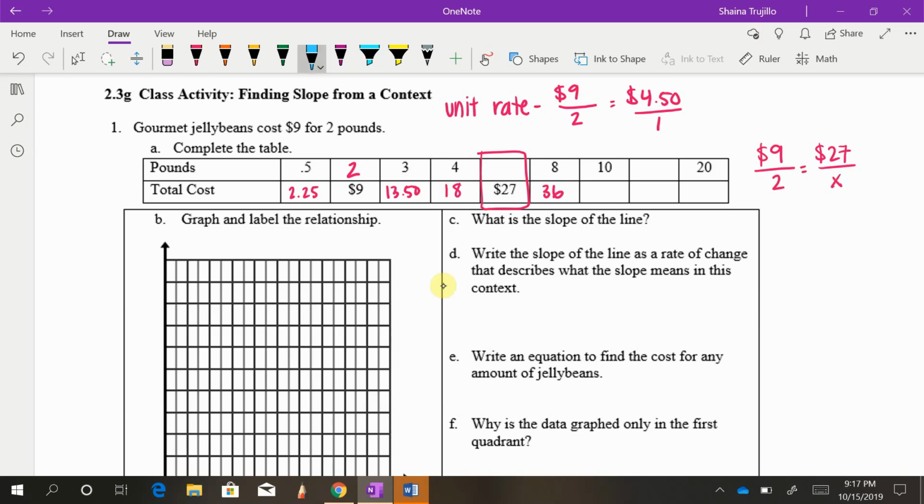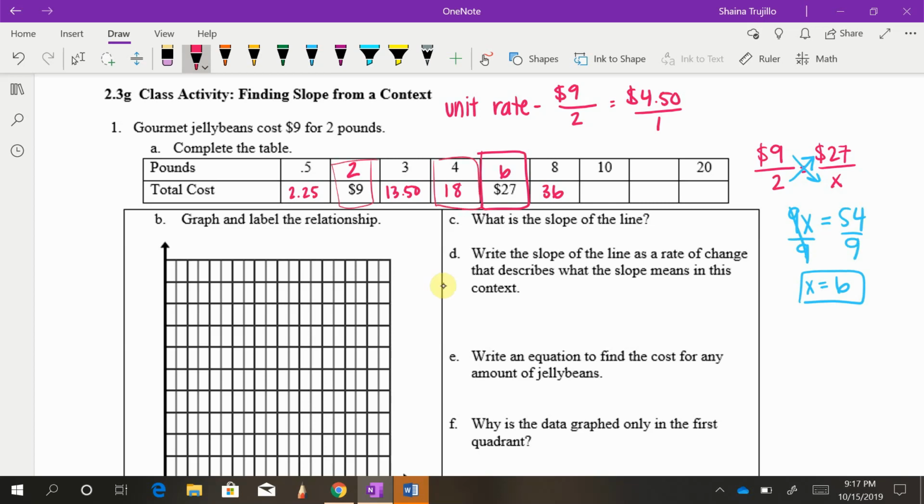Now we're going to use our 7th grade math skills of cross multiplying. 9 times X is 9X equals 2 times 27 is 54. Okay, I'm going to get X all by itself, isolate my variable. I now know that it's going to be 6 pounds for $27.